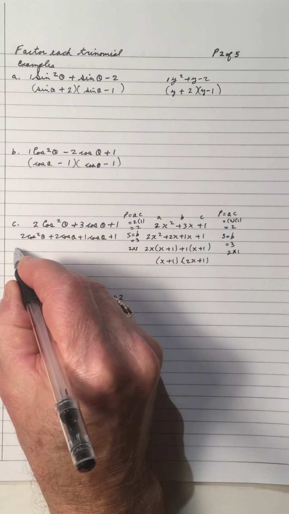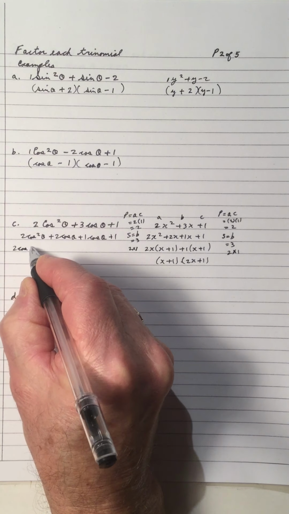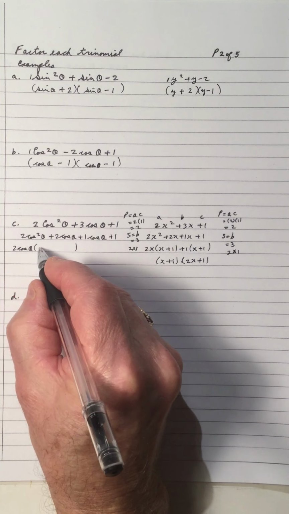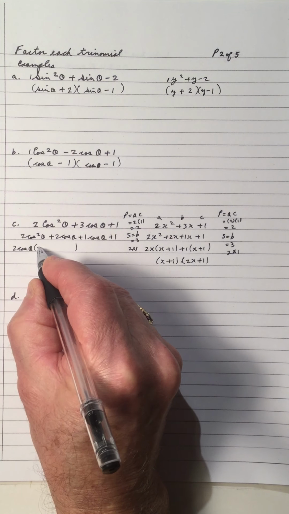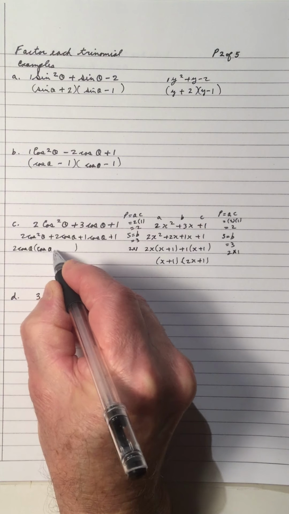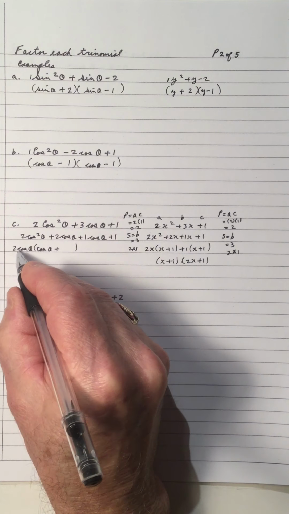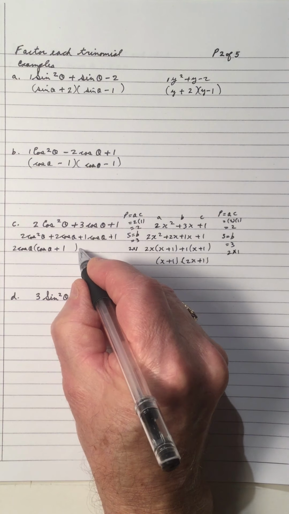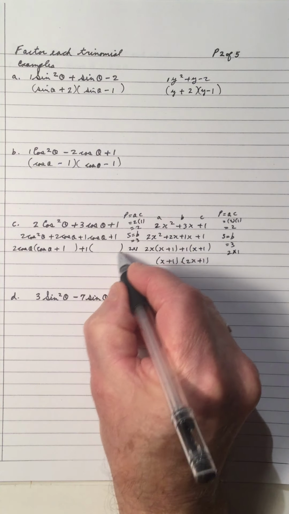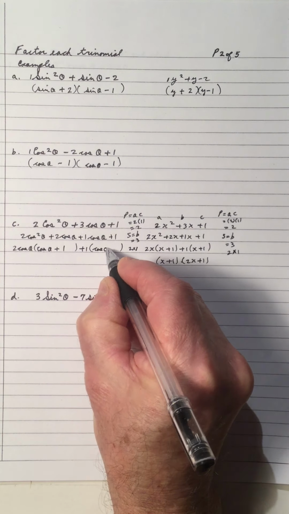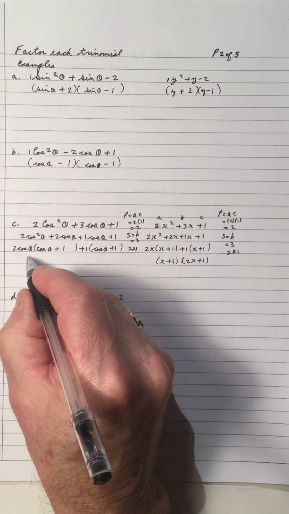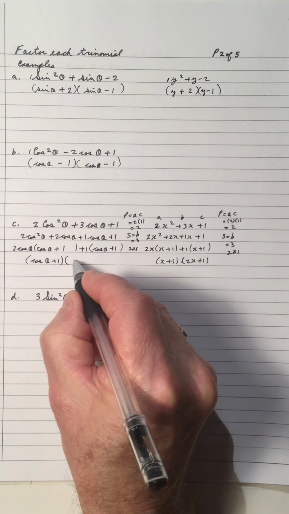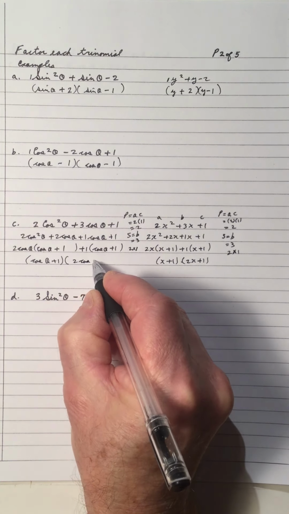In the first two terms, I see 2 cos theta is common. 2 cos squared theta divided by 2 cos theta is cos theta. And 2 cos theta divided by 2 cos theta is plus 1. And in the next two, we take out a plus 1 that's common, so that's cos theta plus 1. And again, cos theta plus 1 is common, and we get 2 cos theta.